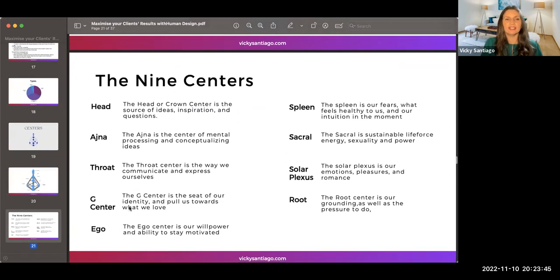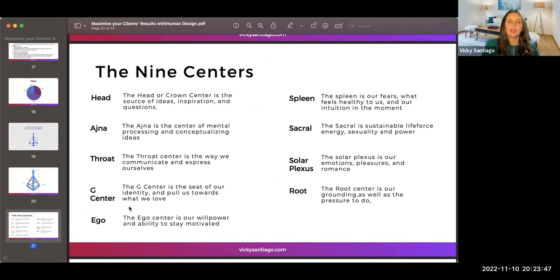So each of these centers has a different theme. The head is the source of ideas, inspiration, and questions. The ajna is mental processing and concepts. The throat is the way we communicate and express ourselves, and as I mentioned, manifestation as well. The G center is about identity, and it's that magnetic center that pulls us towards what we love. The ego center is our willpower and our ability to stay motivated.